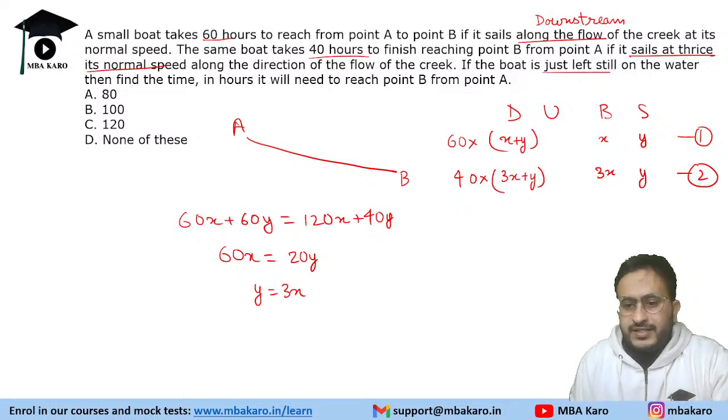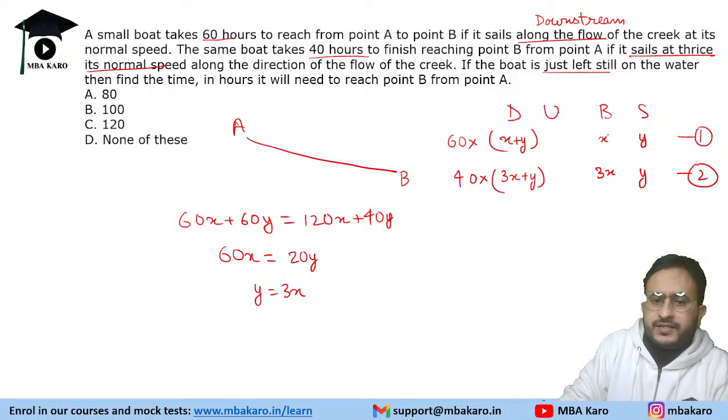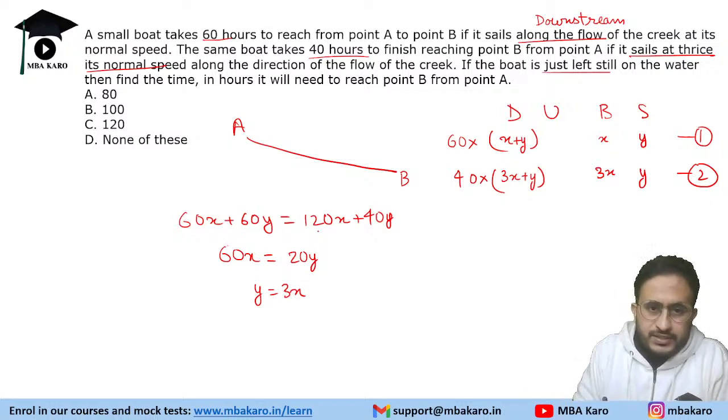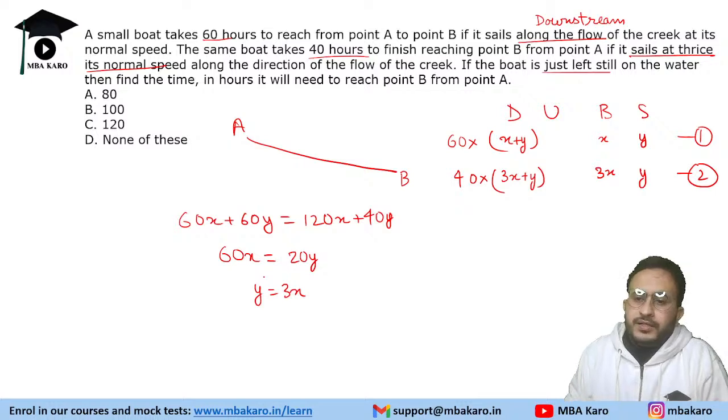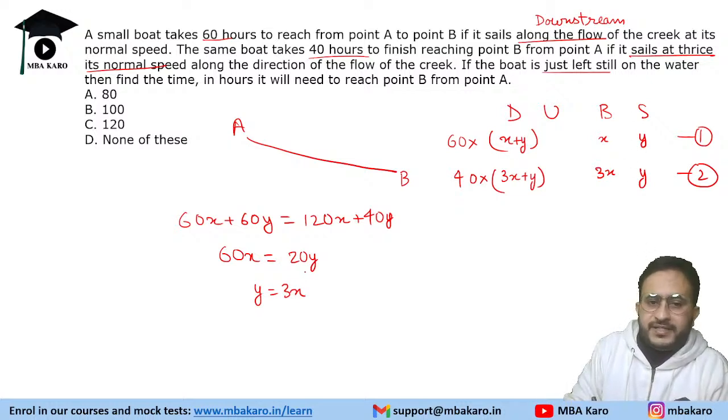Okay, since it's a ratio based question, right, we will take y as 3. So speed of stream, 60x is equal to 20y, and y is equal to 3x. How is this? Okay, yes, fine, it is going downstream, right? Yes, so fine, it's not going upstream. So like y is equal to 3x.